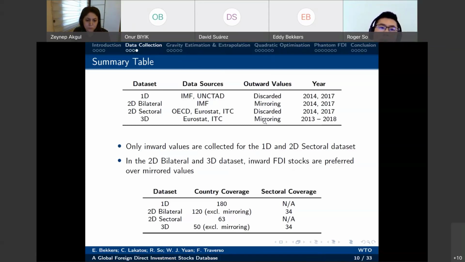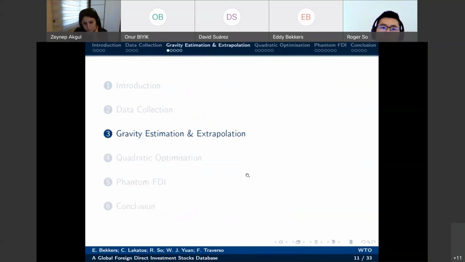And then finally, the bottom table shows the country and sector coverage. And as expected, you see fewer reporting countries at higher dimension. Also, in this project, we're only working with 34 sectors. You will note that there are 65 sectors in the GTAP classification. The 34 sectors actually cover them all. They're just a more aggregated version due to the availability of the Eurostat and OECD databases.